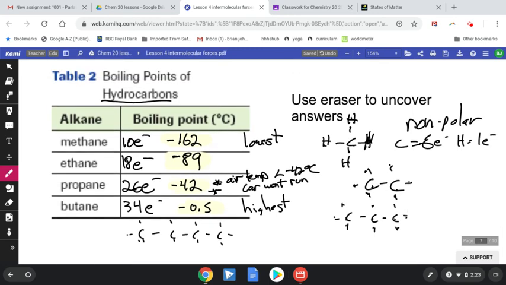Okay, hopefully you have no questions on this slide. This is all nonpolar molecules, London forces, total number of electrons, and you can put them in order. I would not ask you to give me the boiling points, just lowest to highest, put them in order.